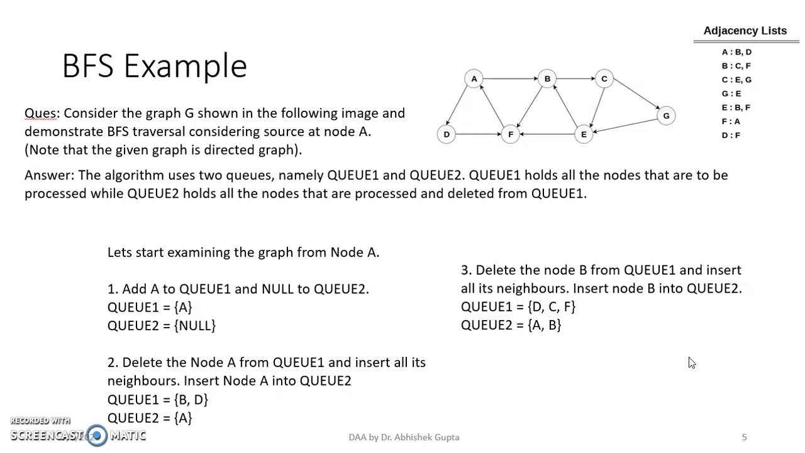BFS is breadth first search, as the name indicates. First it goes in the breadth, in the width, and then it goes deeper. So here I will explain it through one example. You can see one graph over here. This is a directed graph.